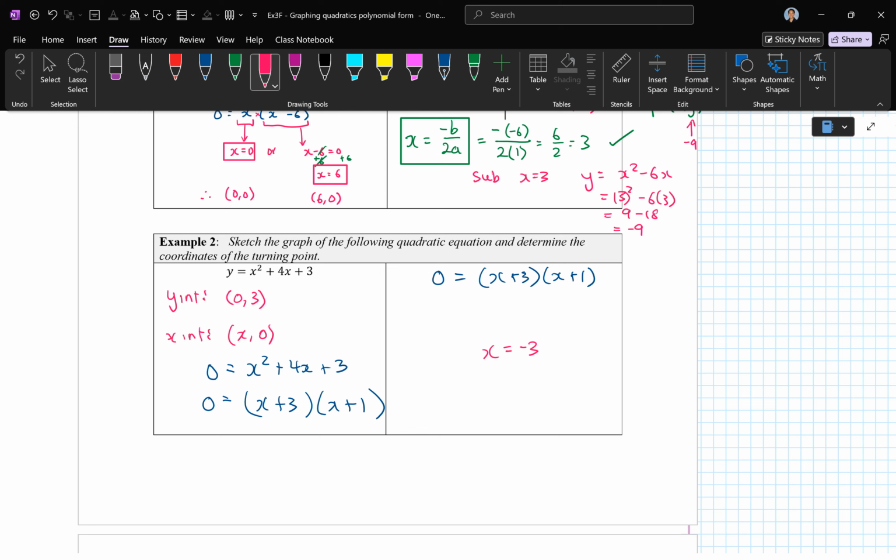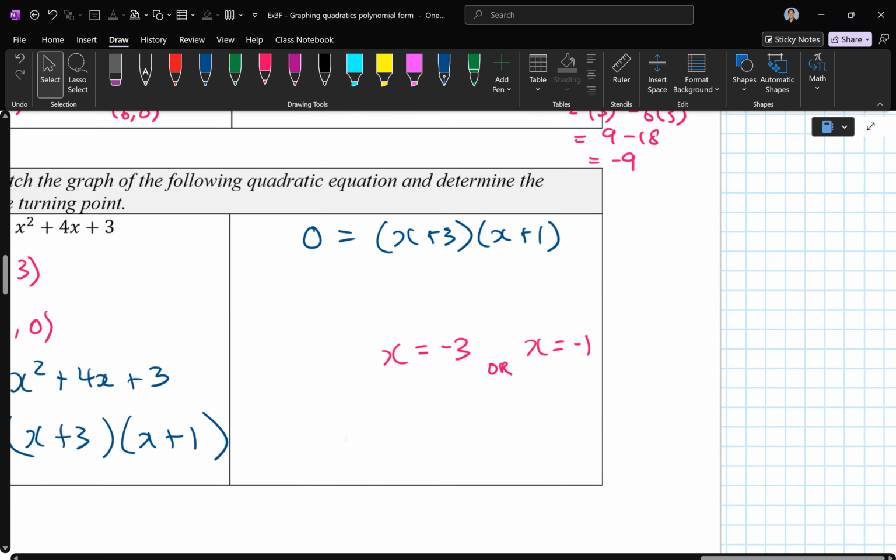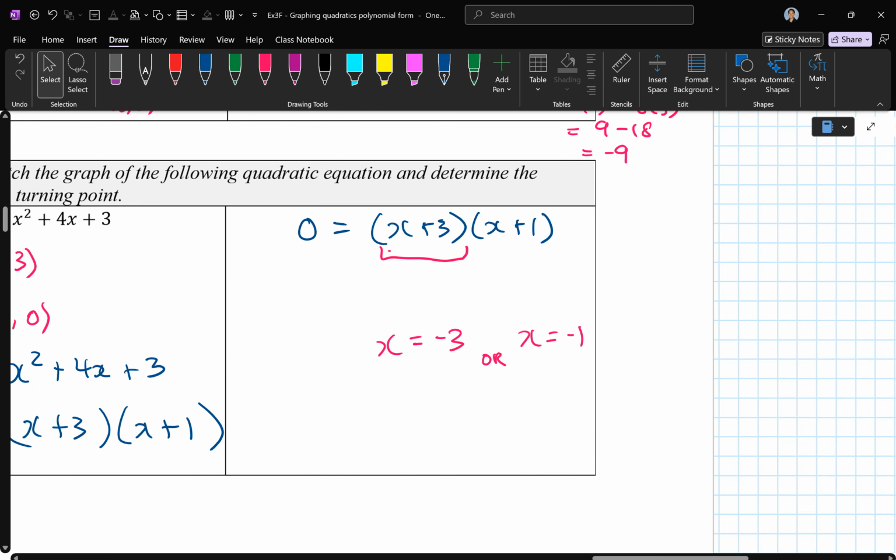Beautiful. x equals negative 3 and x equals negative 1. How did he do that? Same thing, null factor law. You're saying something times something has to equal 0, so one of them must be 0.